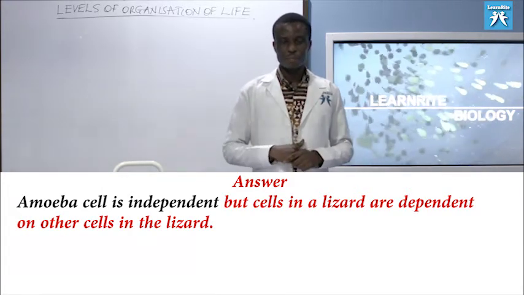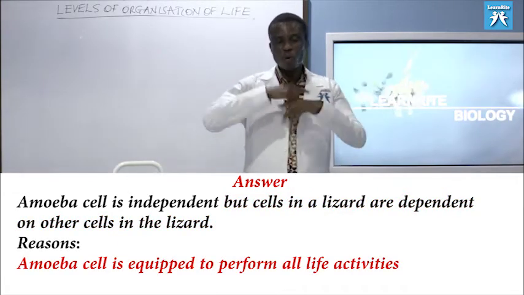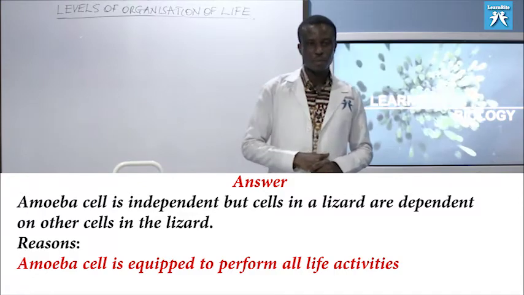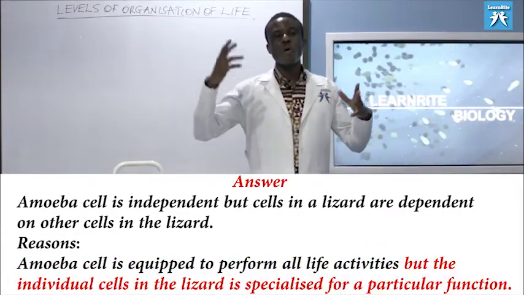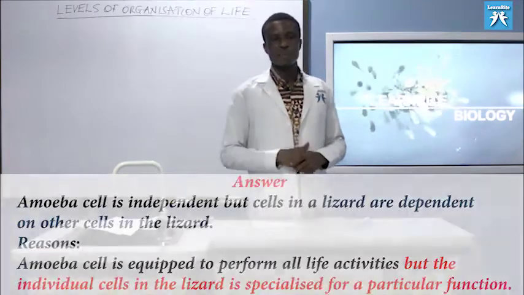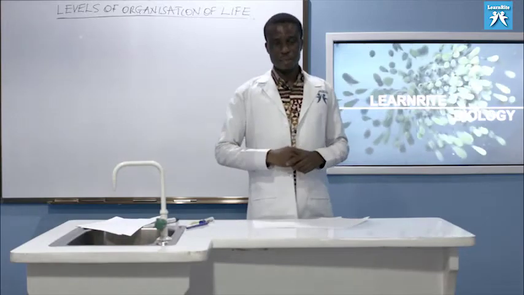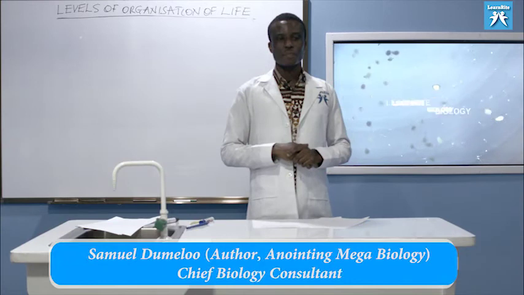What is the reason? The cell of amoeba is equipped to perform all life activities. But the individual cell in a lizard is specialized and cannot perform all life activities. So it's dependent, and amoeba is independent of any other cell in life.